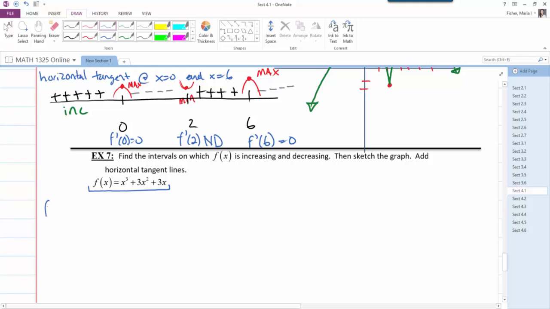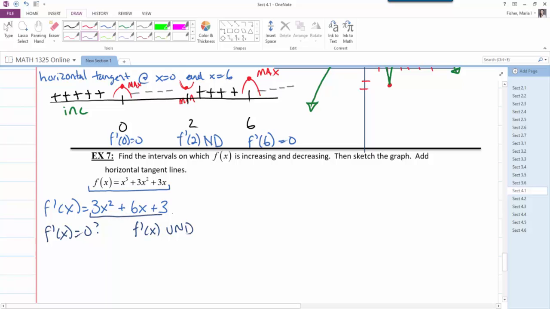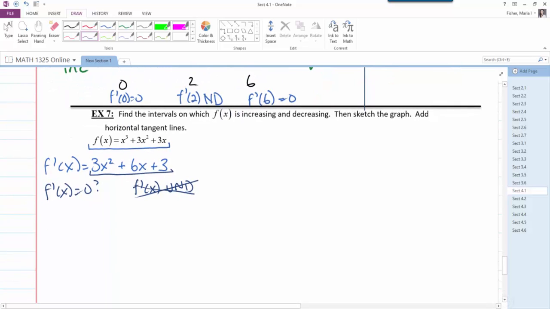The first thing I need to do is find f prime of x. So the derivative here is going to be 3x squared plus 6x plus 3. Then I need to figure out where this first derivative is equal to 0 and where it is undefined. Well, this is a quadratic, so there's nowhere where it's going to be undefined. So I just need to figure out where it equals 0.